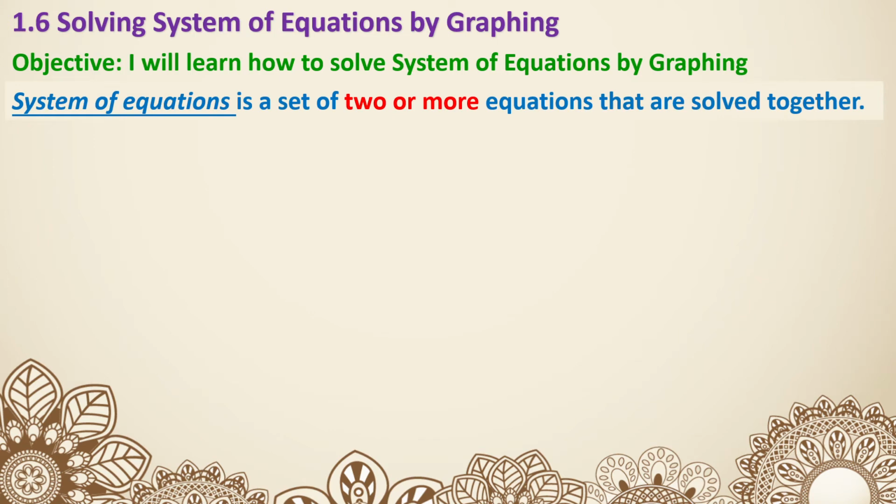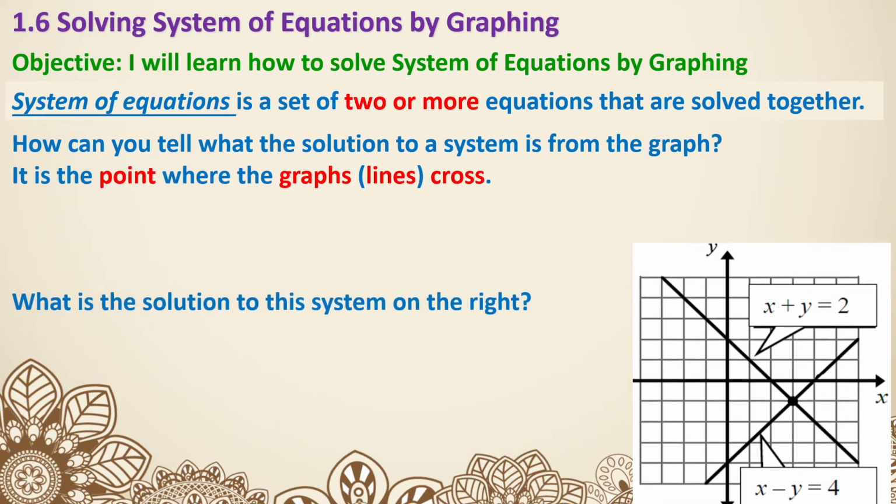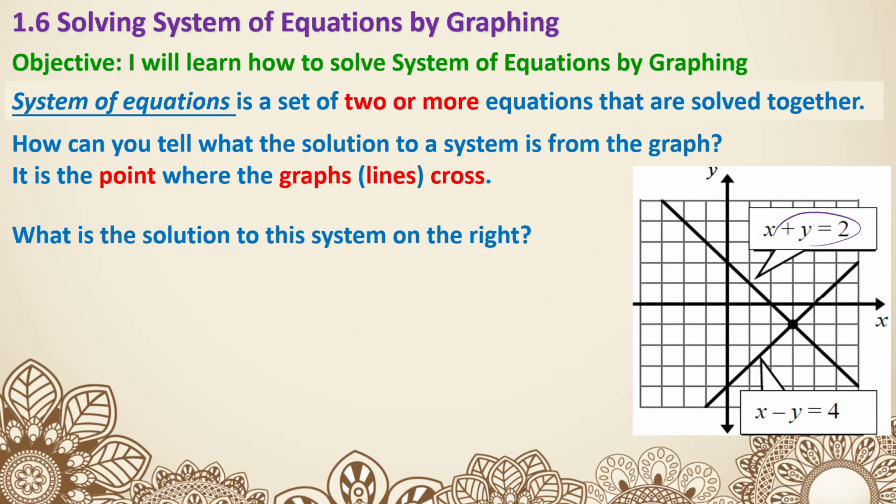Since we're learning about systems of equations, let's define that a system of equations is a set of two or more equations that are solved together. Now, how can you tell what the solution to a system is from the graph? Since points on one line represent all the solutions for that equation, and points on the other line also represent all the solutions for the other equation, then we're just finding the point that they share. So it is the point where the graphs or lines cross. So for example, if we have these two lines and these two equations, that's where they cross. So that will be their solution, which is (3, -1). And we typically write it as an ordered pair to present solutions.